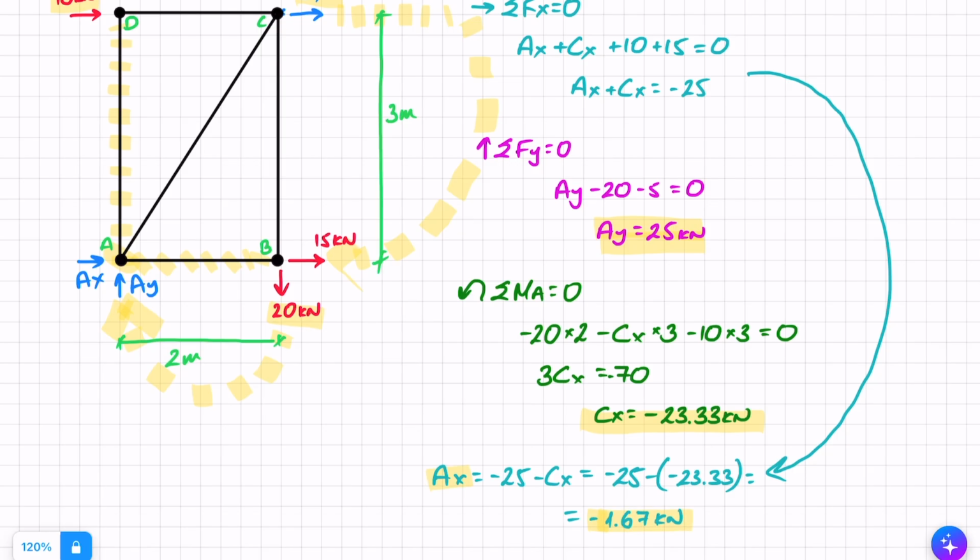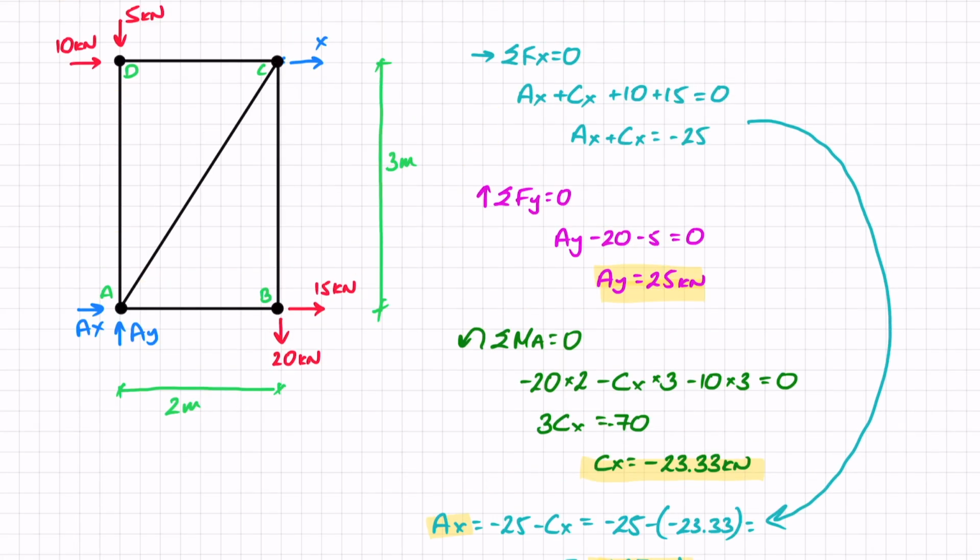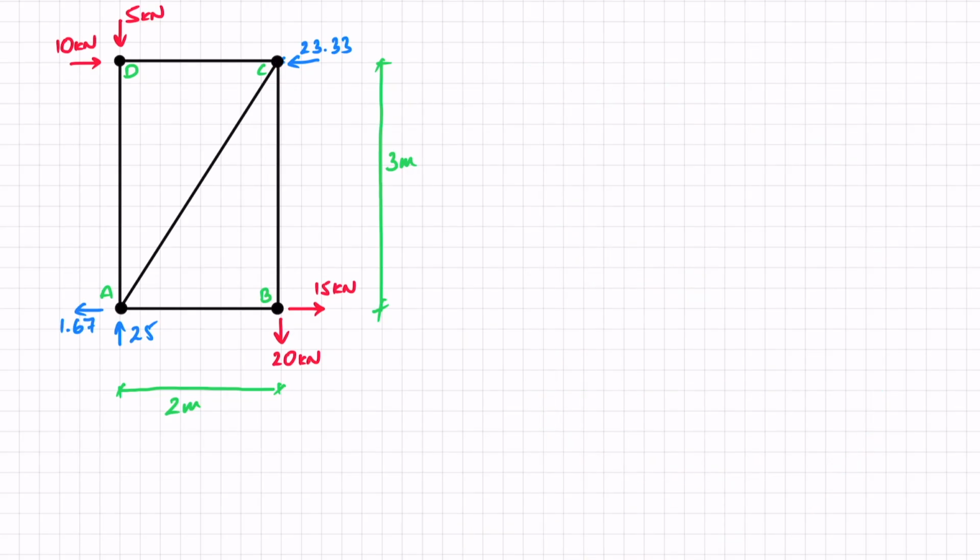Let's replace our findings back into the structure and then do a check. So Cx came out negative, meaning we assumed the wrong direction, and actually Cx goes this way and it's 23.33. Ay is in the correct direction and it is 25, and Ax is also in the wrong direction, so really it is in this direction and is 1.67. And now we're ready to just check our findings.